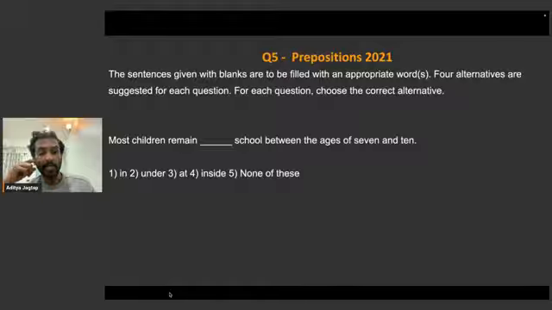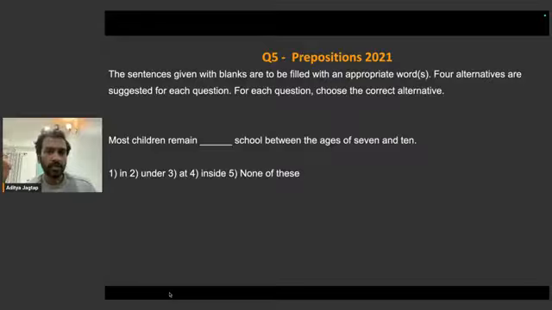Most children remain dash school between the ages of 7 and 10. This is the only confusing one, sort of. I already, while reading it out, told you the answer if someone noticed. So you can solve these really fast, but you have to be careful. What many students think would be the right answer here is at school. I am at school, I can't come. Person X is at school, they can't come to play.